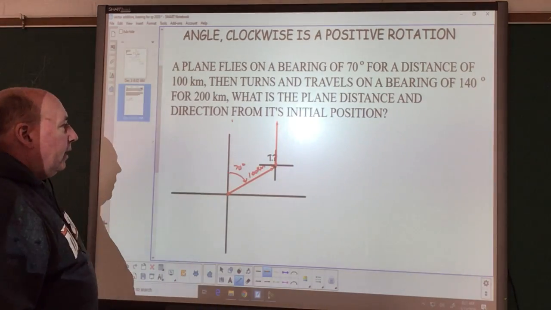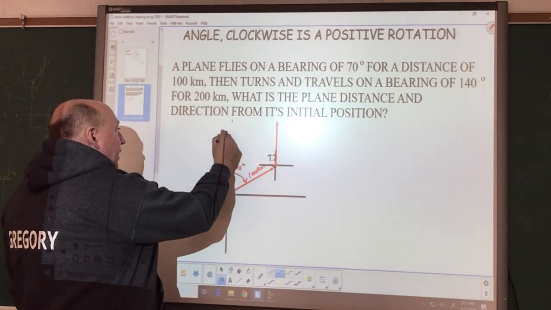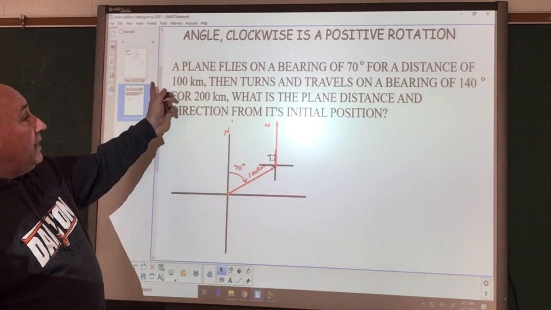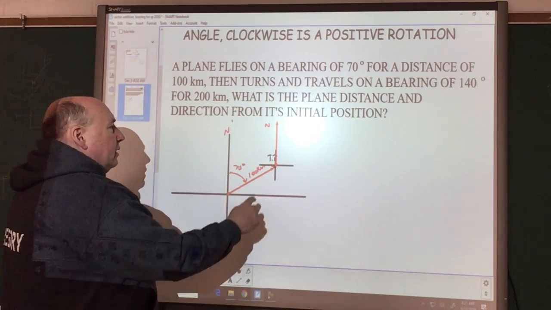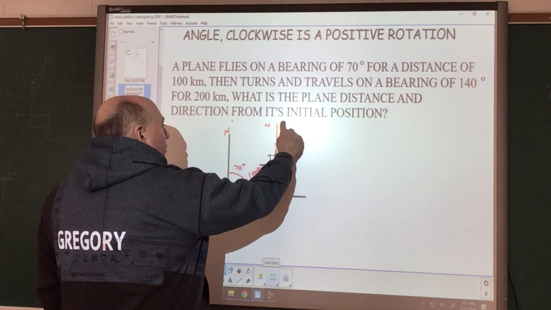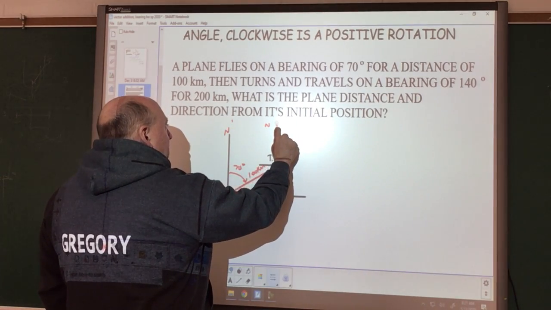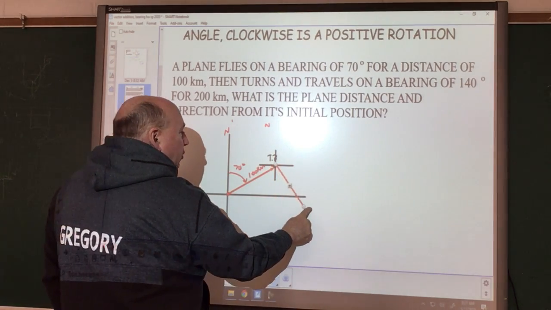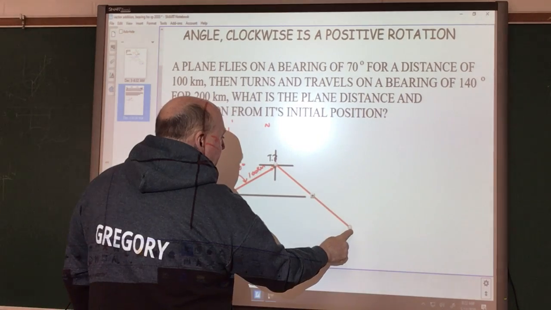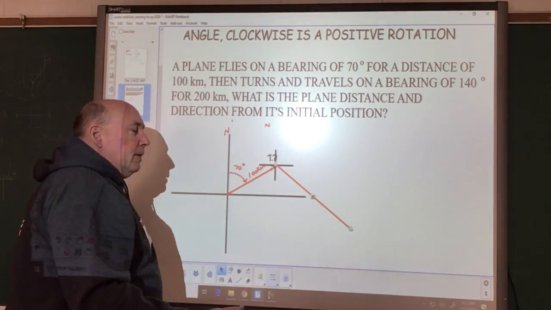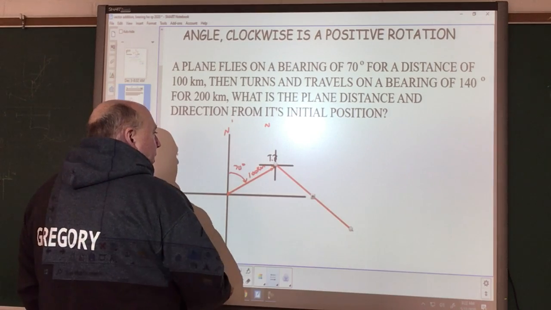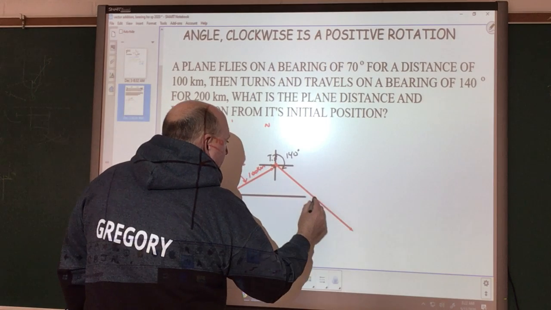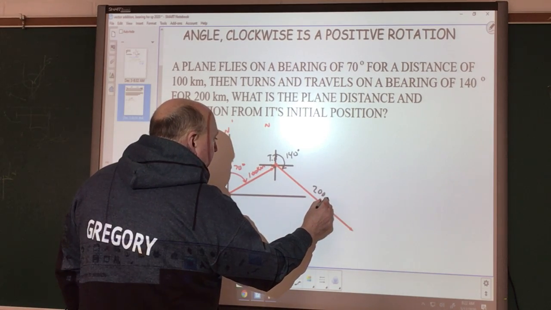Victor, here's my north reference. Once again, here's my north reference. I'm going to rotate this 140 degrees. This is 90 degrees. This is 180 degrees. So I'm going to go 140 degrees, and it does not have to be exact. And I'm going to travel 200 kilometers.